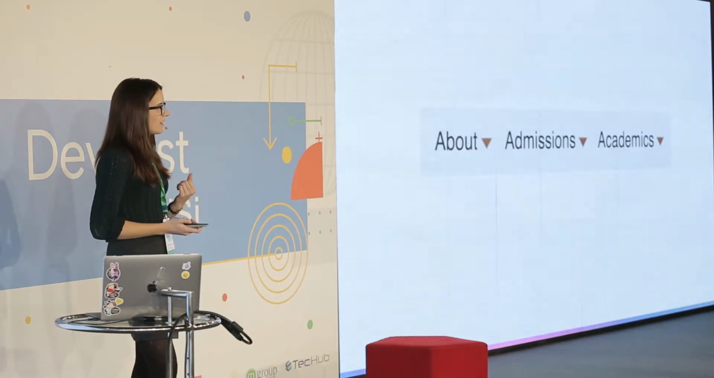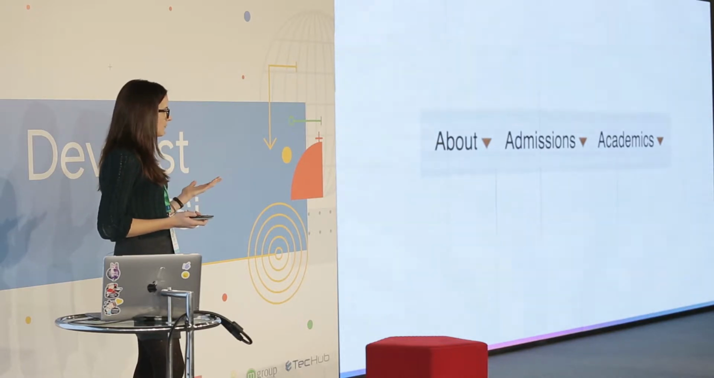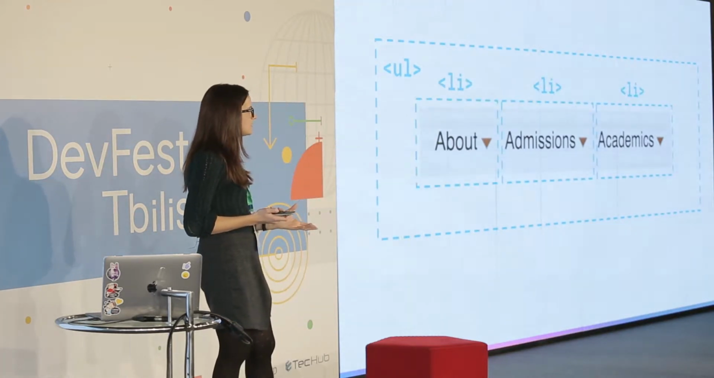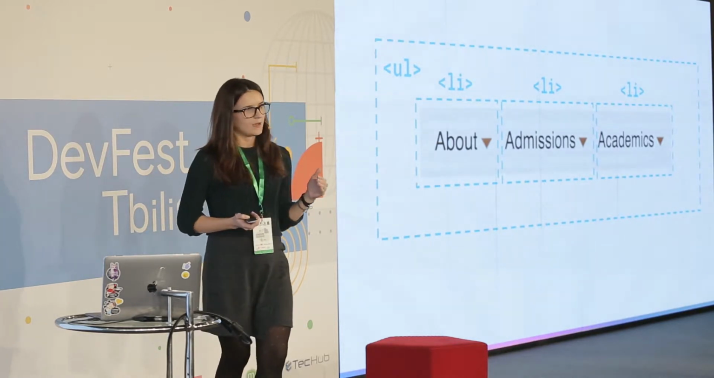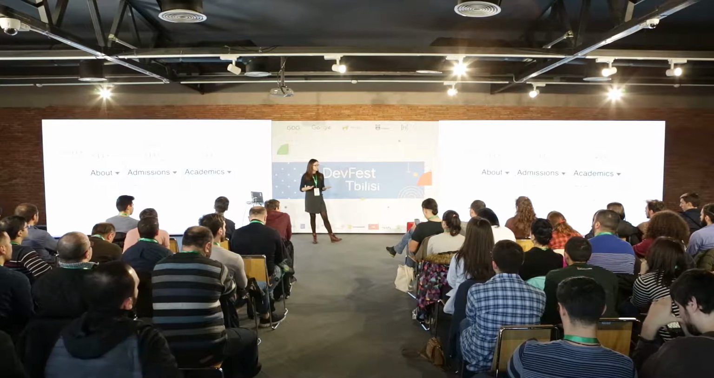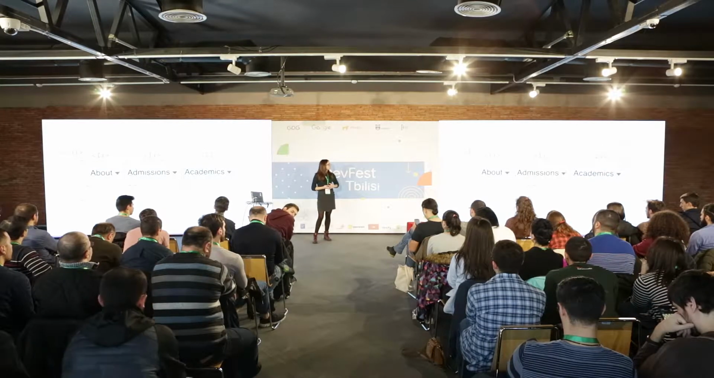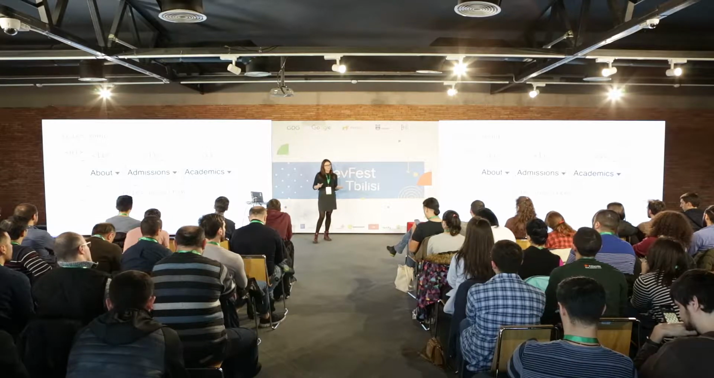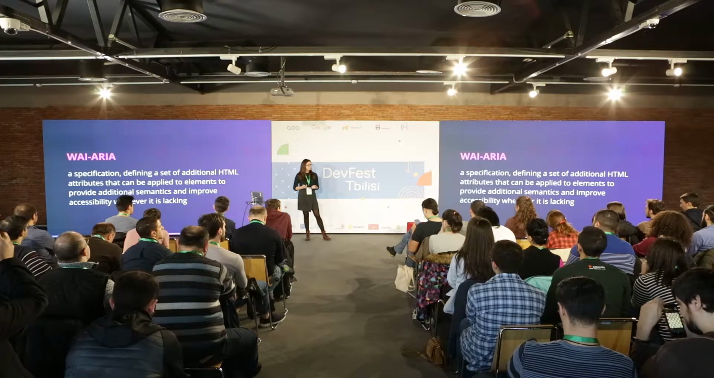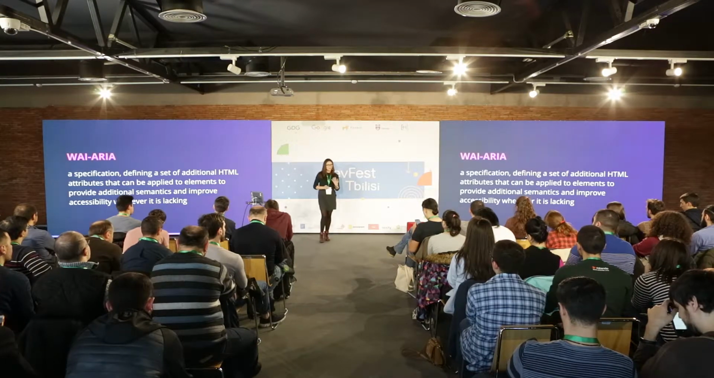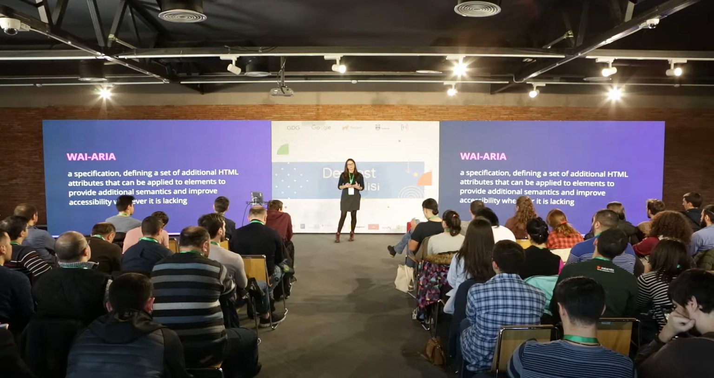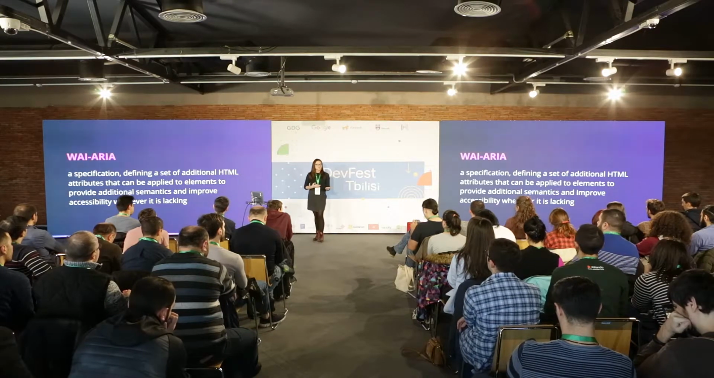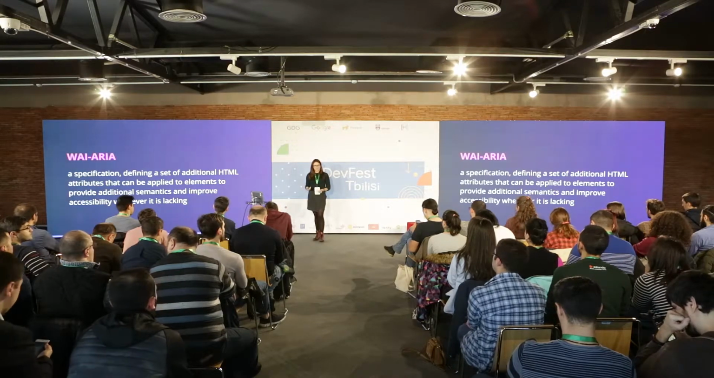But sometimes we need to build custom elements, for example a menu. You can still use the UL element and LI elements for the whole menu and style it to look like a menu. But for a screen reader, it will still be a list. So wouldn't it be cool if you could use role menu and role menuitem to describe that this is actually a menu? And this actually exists. These are called ARIA attributes. ARIA is a specification of an additional set of HTML attributes which can be applied to elements and provide additional semantics, improving accessibility whenever it is lacking.